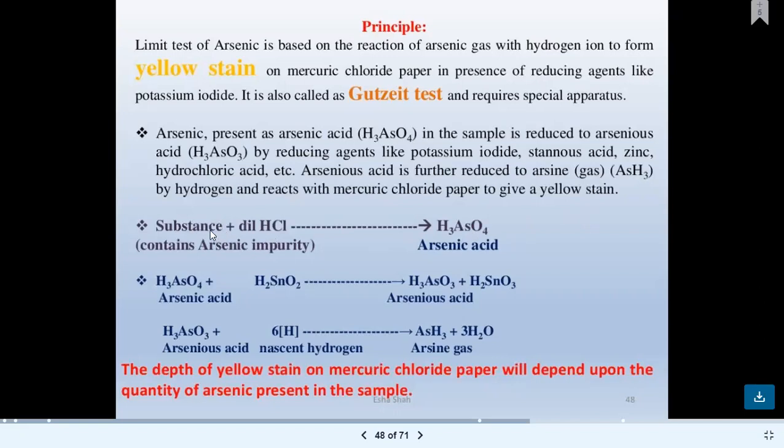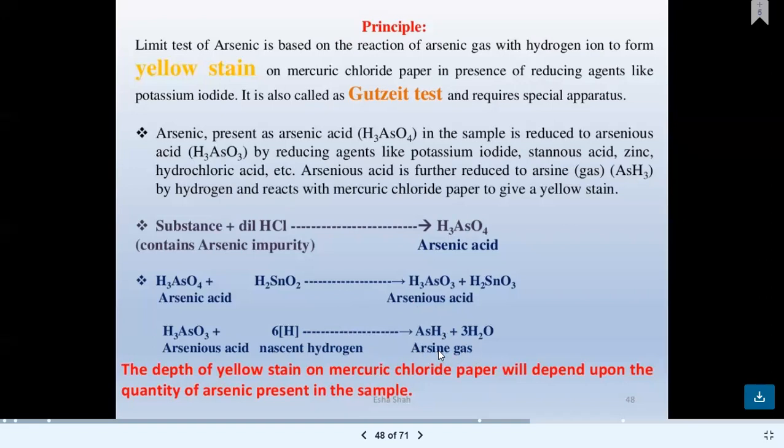The impurity, that is arsenic, reacts with acid, and formation of arsenic acid takes place. The formed arsenic acid will then react with potassium iodide, stannous chloride, zinc, or hydrochloric acid and get converted into arsenious acid. This arsenious acid is further treated with nascent hydrogen. The nascent hydrogen is formed by the reaction between potassium iodide, stannous chloride, and zinc with hydrochloric acid. The arsenious acid reacts with the nascent hydrogen, and formation of arsine gas takes place.